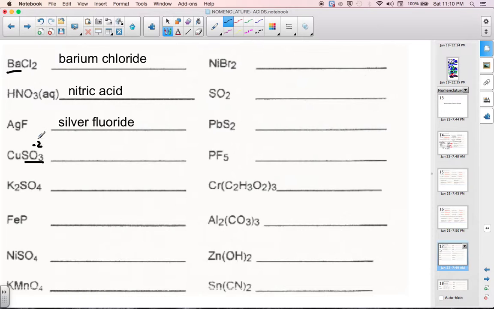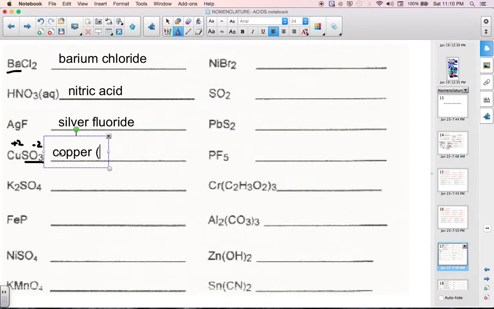And because this side is a -2 charge, I know that copper is going to be a +2, so that my compound can have a neutral charge. Then I'm going to name this using the Roman numeral. So this will be called copper 2 sulfate. Sorry, sulfite. Remember the SO3 is the sulfite, the SO4 will be the sulfate. Okay, so keep that in mind.